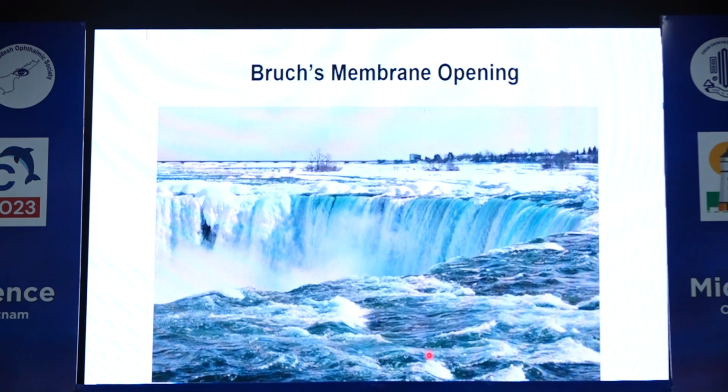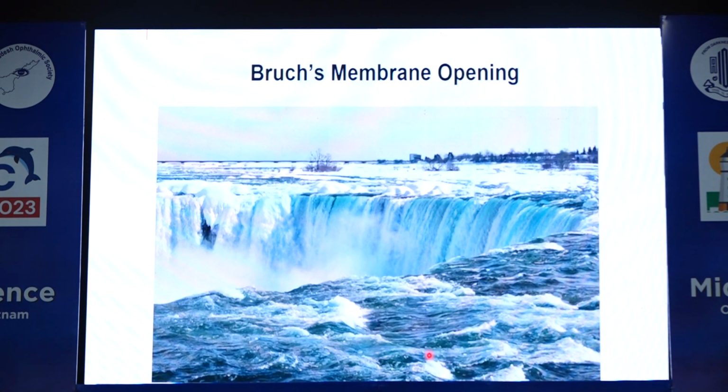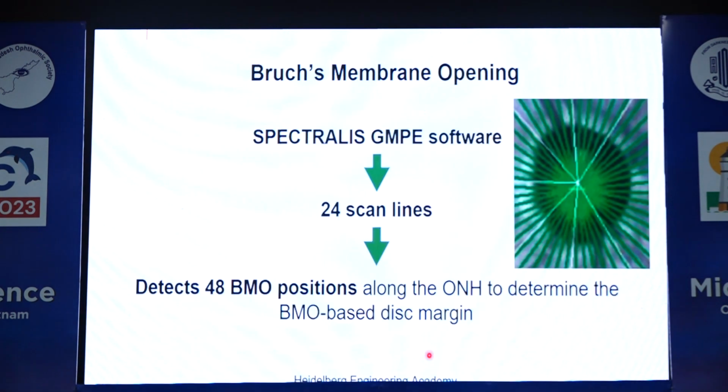So let us see again what the Bruch's membrane opening is. We all know this image, right? I'm just comparing it to the Niagara Falls. You have to have a three-dimensional perception of this image, of how the RNFL comes and falls into the optic nerve end. Now this is what we see in reality. You can see the green internal limiting membrane followed up to the Bruch's membrane opening, which is the red line.